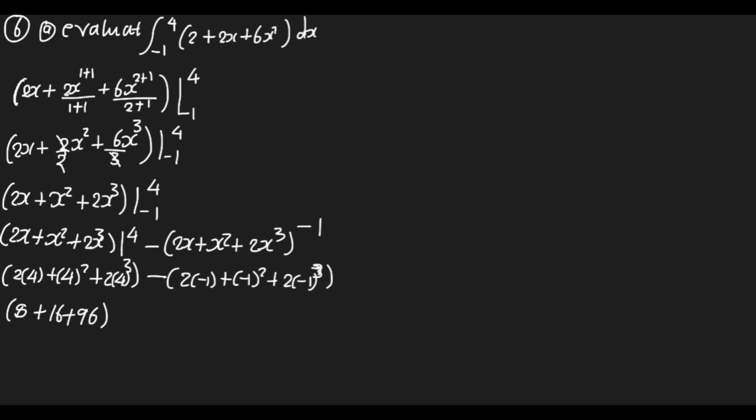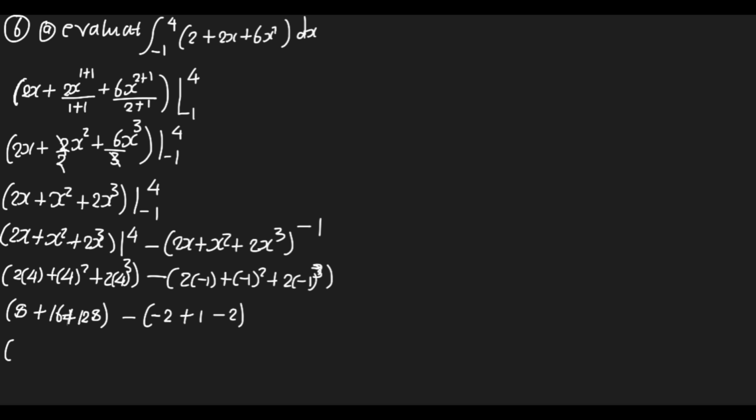Then 64 times 2 is 128. So this should be 128 minus 2 times negative 1, which is negative 2. Negative 1 squared is positive 1. Then negative 1 raised to the power 3 is negative 1 times 2, that is negative 2.